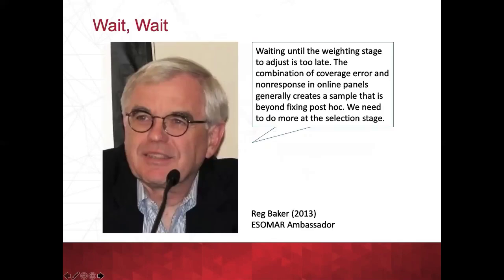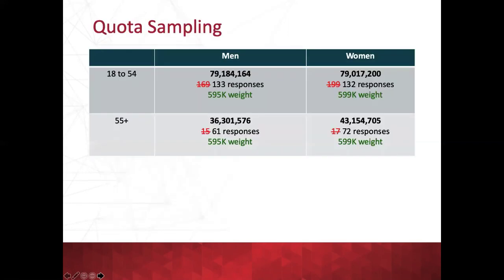Now, this is a great quote from my predecessor at the MRII and current SMR ambassador, Reg Baker, which is that waiting until the weighting stage to adjust is too late. Not knowing who ended up in your non-probability sample or why can lead to trying to extrapolate from people, as we said with seniors and acculturated versus unacculturated minorities, and can lead to bigger differences. So it's important to try to build your sample so that weighting is less needed. Basically, that would involve quota sampling.